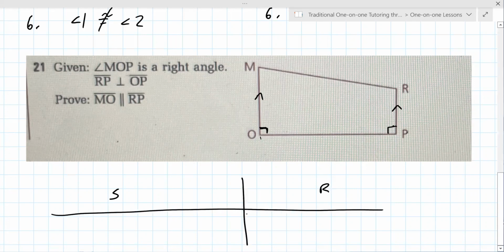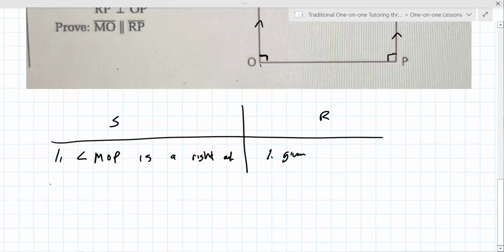So our first statement is the very first given. We might as well say that angle MOP is a right angle. And that's given. Now, what I think is very important is to always figure out what that leads to. And that leads to the measure of angle MOP. What is the measure of angle MOP? 90 degrees. Now, is it clear to you as a student, the first one is just saying, hey, this is a right angle. The second one is actually giving it a number.